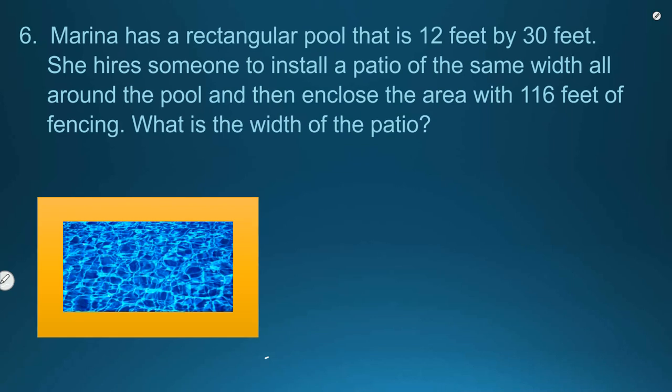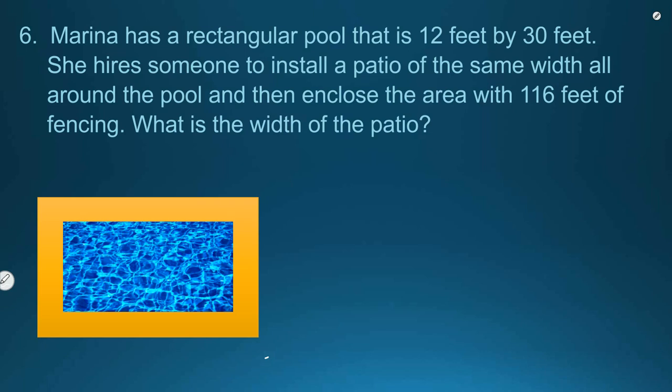All right, let's jump to number 6. Now this is where it gets a little bit more challenging. It's not just that basic, the length compared to the width. So here, Marina has a rectangular pool that is 12 feet by 30 feet. She hires someone to install a patio of the same width all around the pool and then encloses it with 116 feet of fencing. What is the width of the patio?